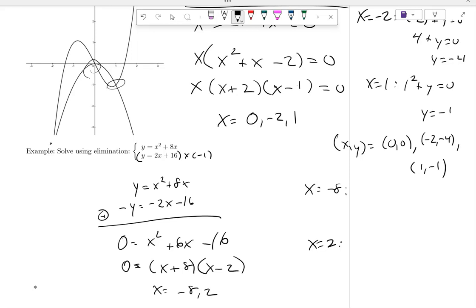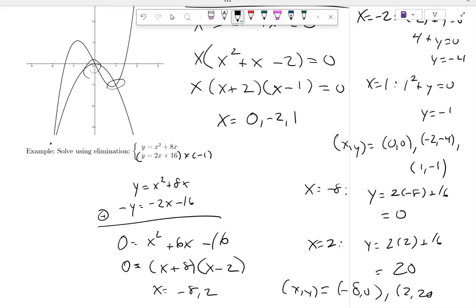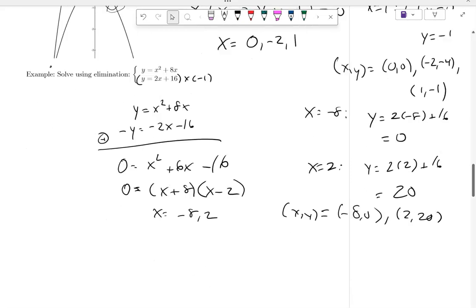Just for something different, let's plug it into the second one. y equals 2 times negative 8 plus 16 gives me 0. The next one, y equals 2 times 2 plus 16 gives me 20. So the two solutions here would be what? Negative 8, 0 and 2, 20. Yep, good. This one okay? Happy with that one? So happy. Sounds like you're thrilled. Very happy.